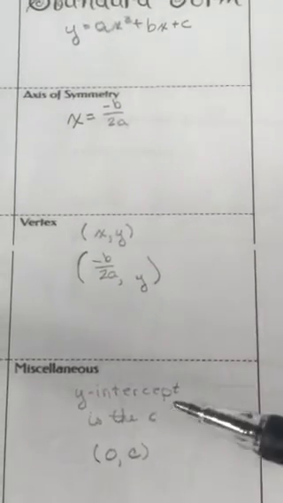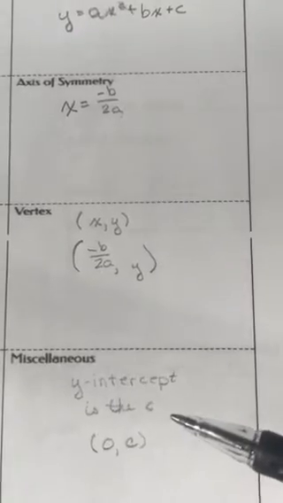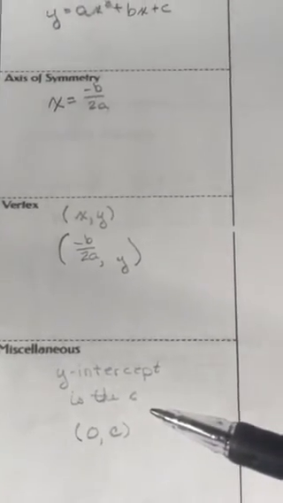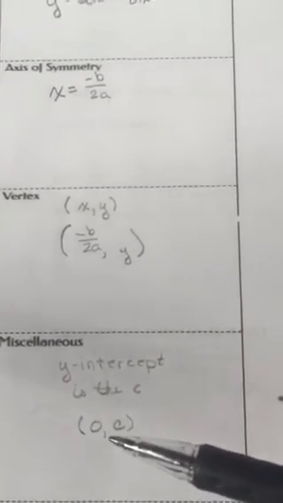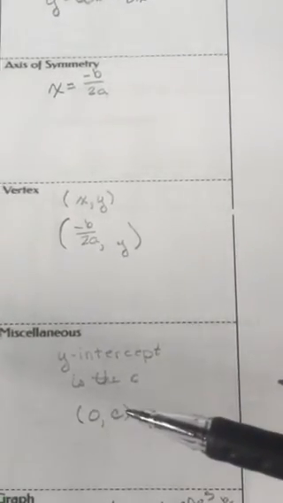Plot your point. The standard form has an additional point already there for us, and that's our y-intercept. It comes from the c in the equation. So we plot that on the y-axis, and the point name is (0, whatever the c value is).